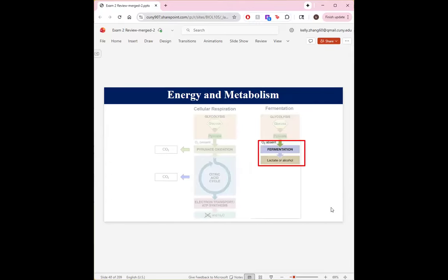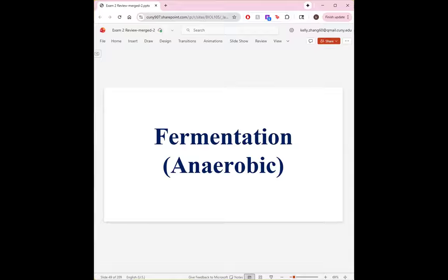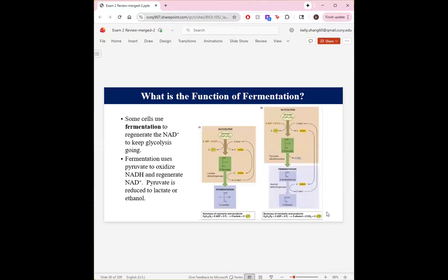Okay, so that was aerobic respiration. We can now look at when oxygen is absent or there's not enough oxygen. We have fermentation. So for anaerobic respiration, it's a process that does not require oxygen, O2, to convert glucose into ATP.